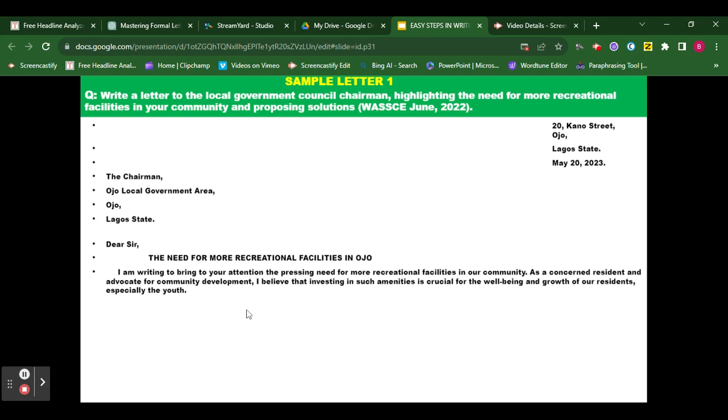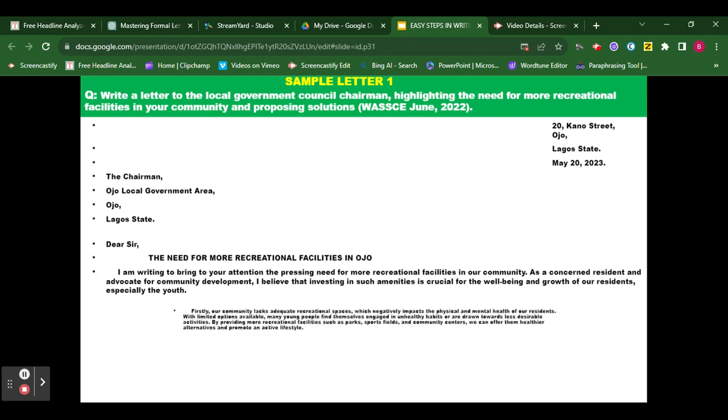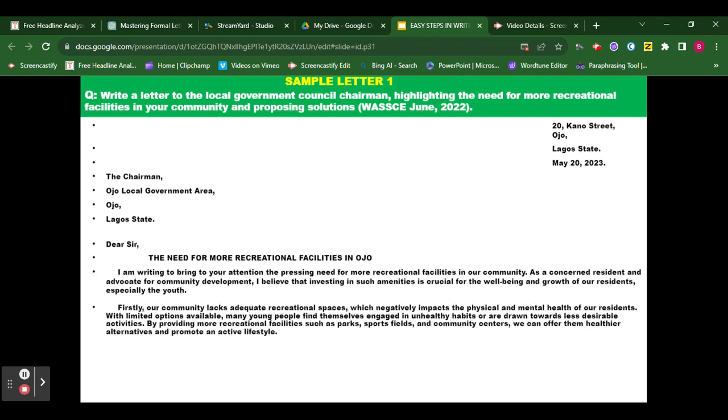Now, the first paragraph: I am writing to bring to your attention the pressing need for more recreational facilities in our community. As a concerned resident and an advocate for community development, I believe that investing in such amenities is crucial for the well-being and growth of our residents, especially the youth. Now, you have introduced the topic for discussion. Now, the body of the letter starts with paragraph 2.